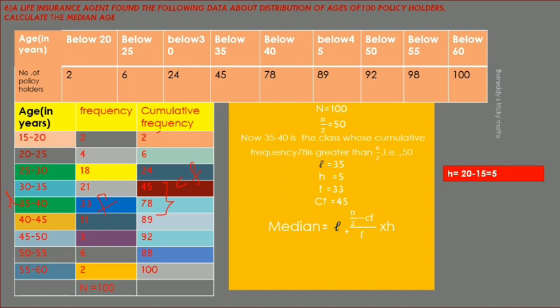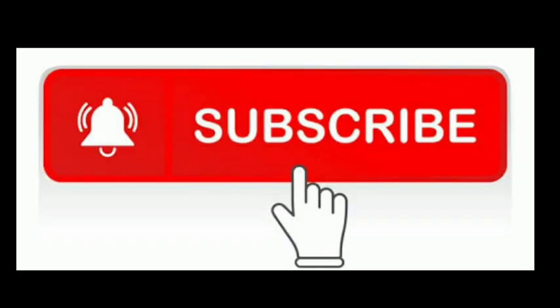Now substitute the values. L equals 35, n by 2 means 50, minus CF 45, by 33, into 5. On simplification, I get 35 plus 25 by 33. Again on simplification, I get 35 plus 0.76, that equals 35.76, which is the median. So in this way you can easily find the median value by simply substituting in the formula.